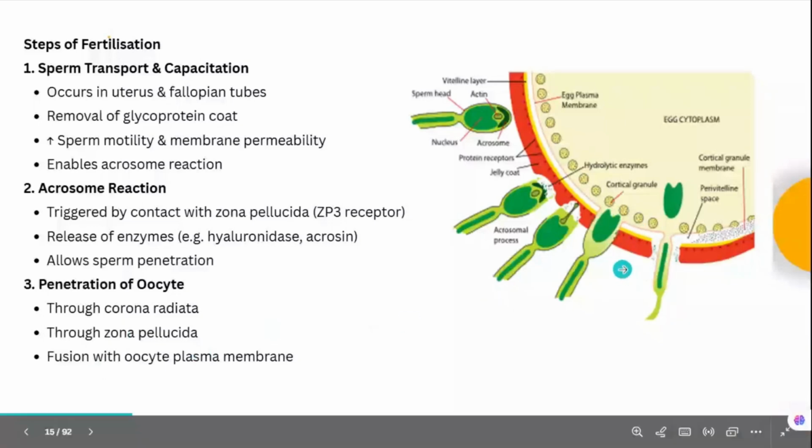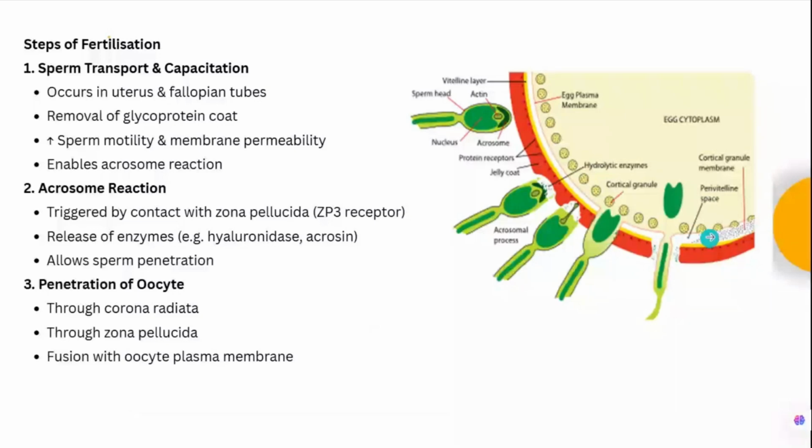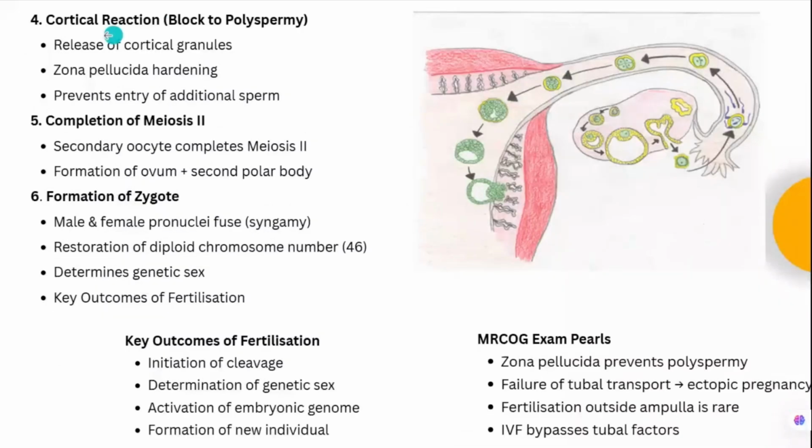After this, what happens in the oocyte? There is a perivitelline space, and in that space there are cortical granules. Now what is the importance of these cortical granules? Here they are asking questions. There is a cortical reaction. They will block polyspermy. With the release of the cortical granules, the zona pellucida becomes very hard, and it will prevent the entry of additional sperm.